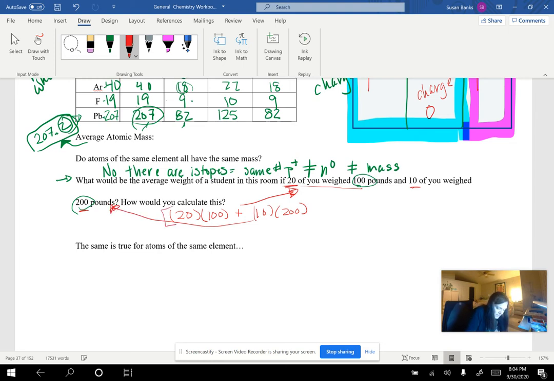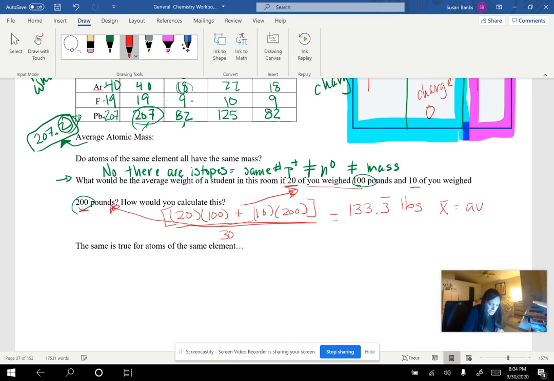And then I would take all of that. How many students do I have total? 20 plus 10 is 30. So I would divide it by 30 to get the average. If I do that, 20 times 100 plus 10 times 200 is 4,000, sorry, it's 4,000. So I would take 4,000 divided by 30, and I would get 133.3 repeating pounds on average. That would be my average.